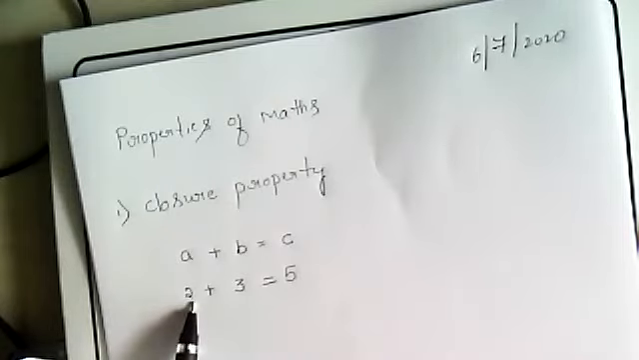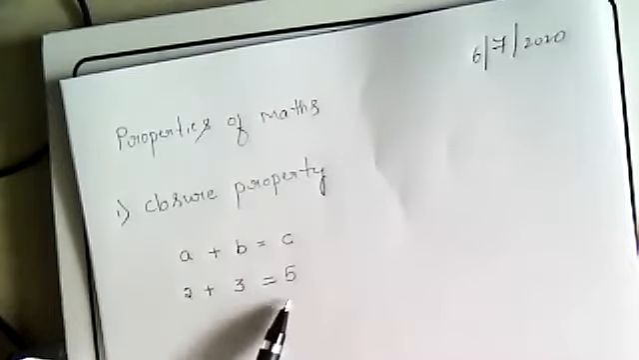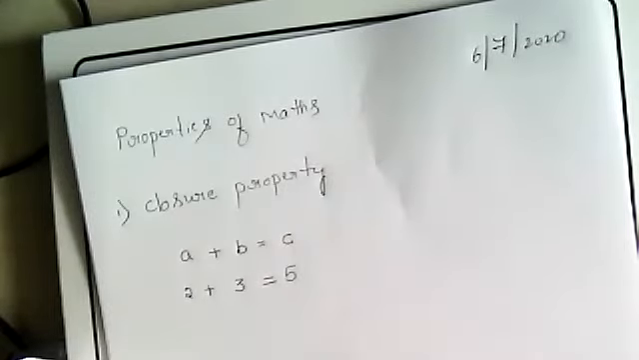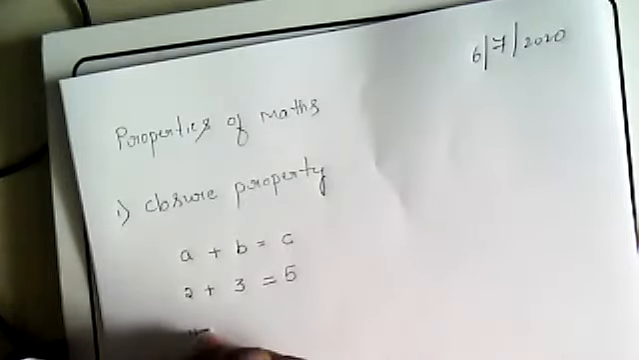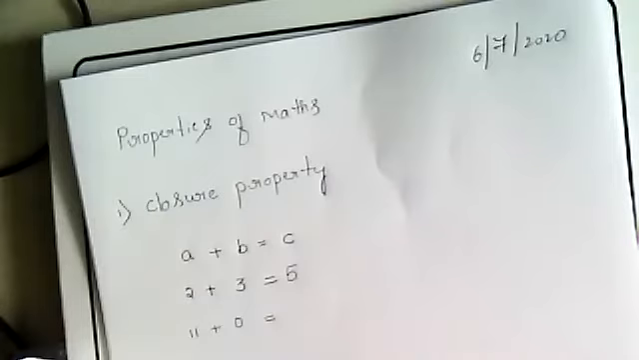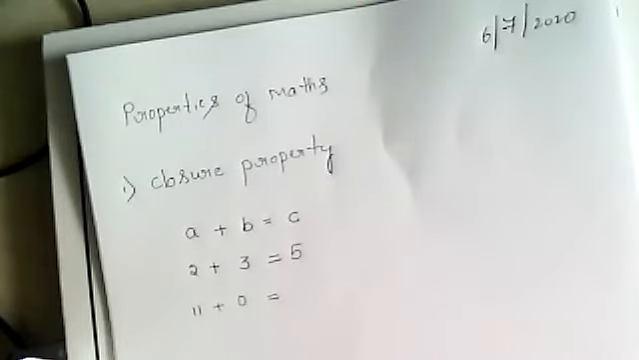See here, 2 is a whole number, 3 is a whole number. When we add these two, 2 plus 3 is 5, so this is also a whole number. For example, if I take 11 plus 0, 11 is a whole number and 0 is also a whole number, correct? Because whole numbers start from 0, 1, 2, 3, 4, 5, 6, 7, and so on up to infinity. So 11 plus 0 is always 11.